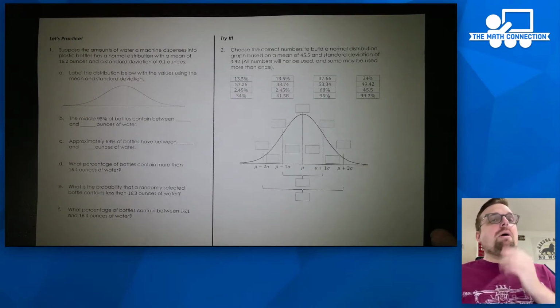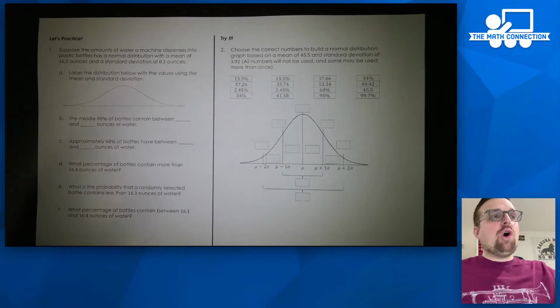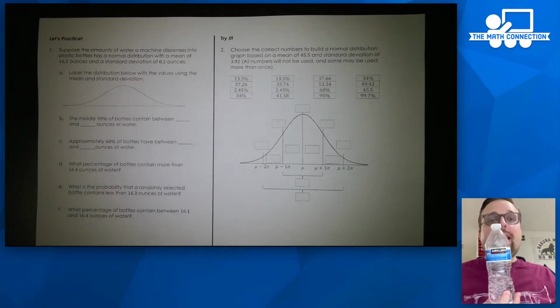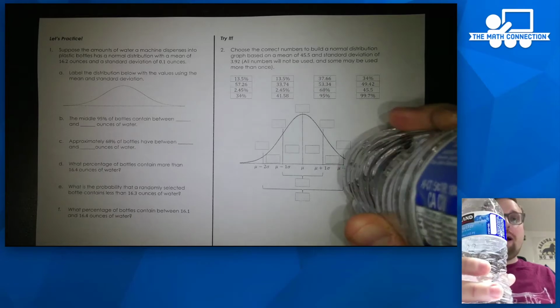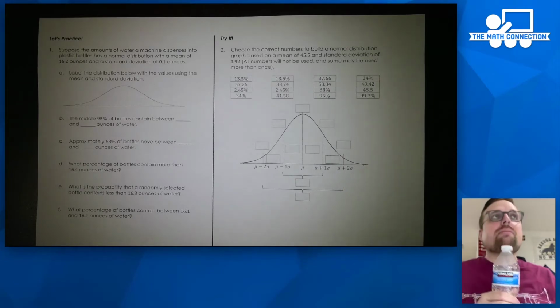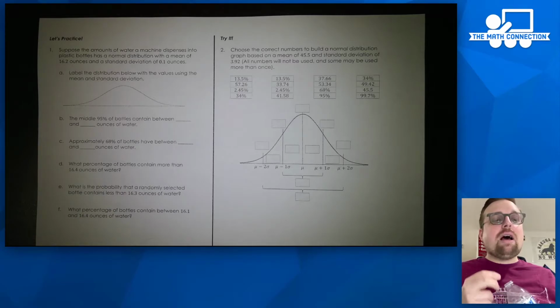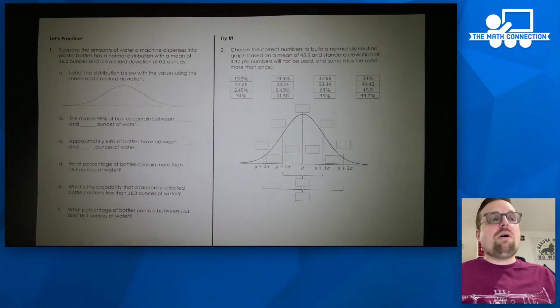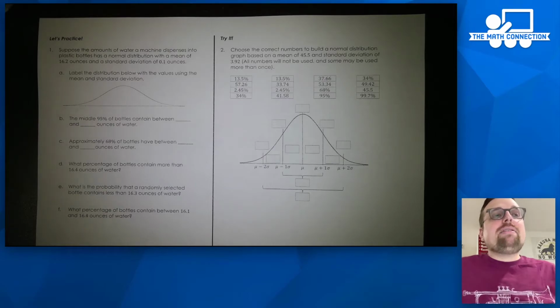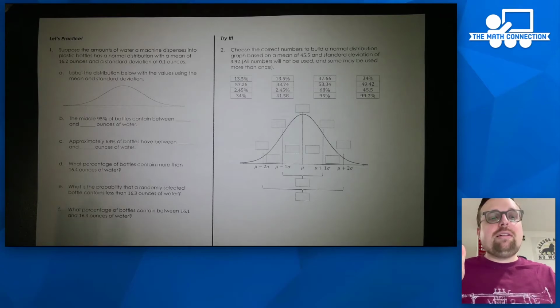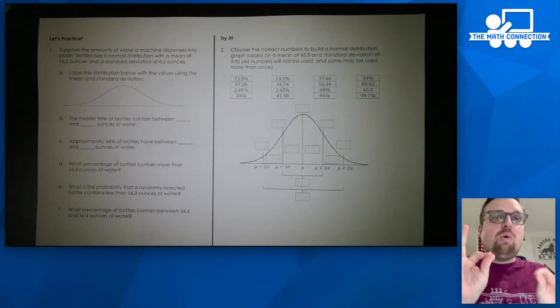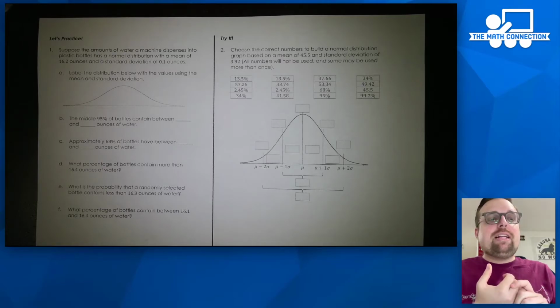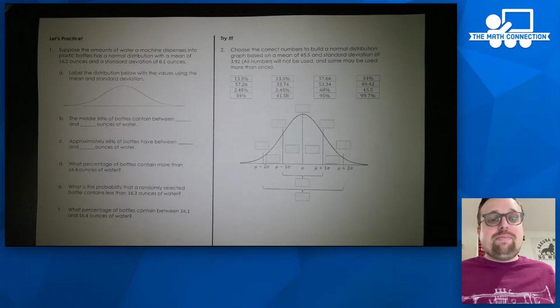So that means on average, anytime you go up to that water dispenser and put your water bottle under the dispenser, it's going to dispense on average 16.2 ounces of water. Now, that's going to be about 68% of the time, and within that 68% of the time, it's going to be within 0.1 ounces of that average. So it's going to be between 16.1 and 16.3, almost 70% of the time. That's what the empirical rule is telling me.